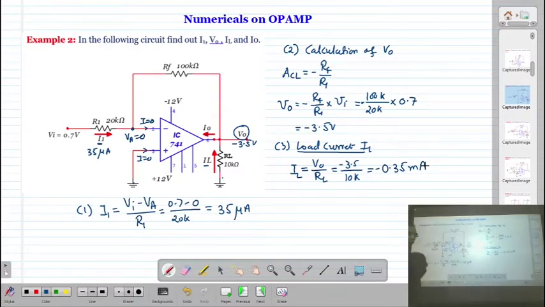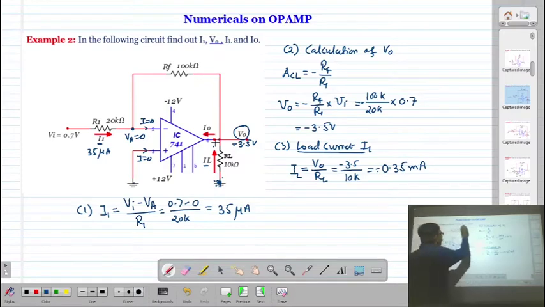Now remember that the negative sign only indicates the direction of current. This end of the resistance is connected to the ground, so it is at higher potential. Here we have a negative potential, minus 3.5, and you already know current always flows from higher potential to lower potential, so the load current is flowing in this direction. It is only indicating the direction. But when you are calculating the total current, you have to ignore the direction of the current.